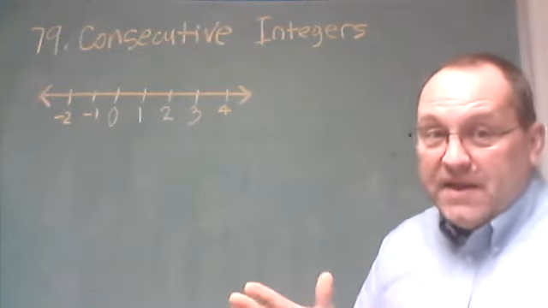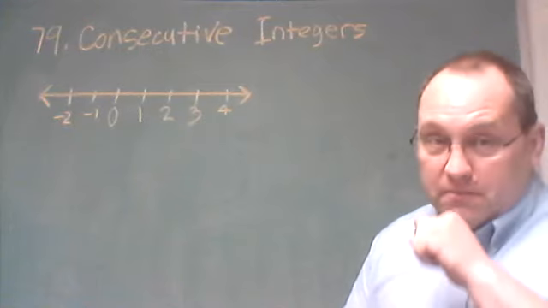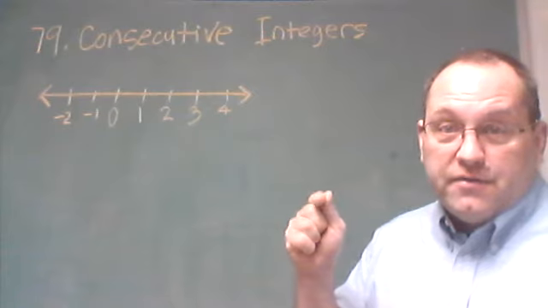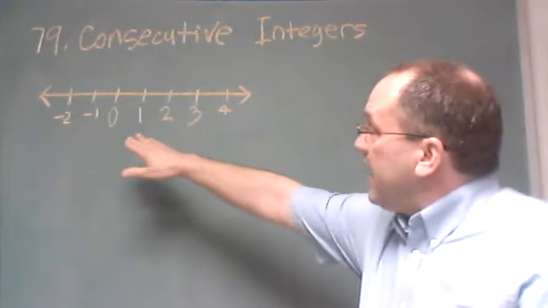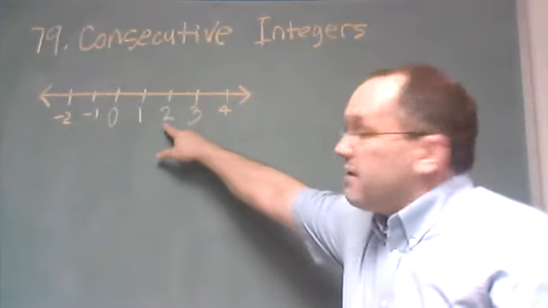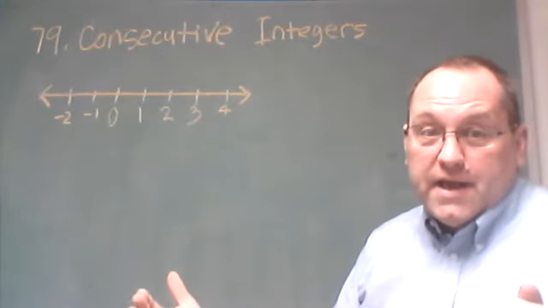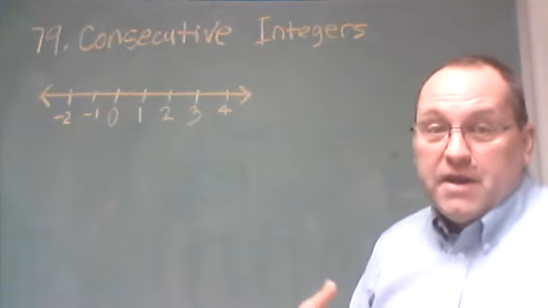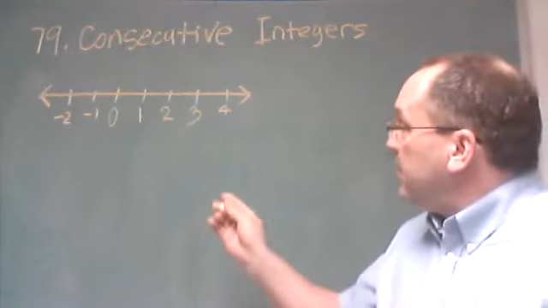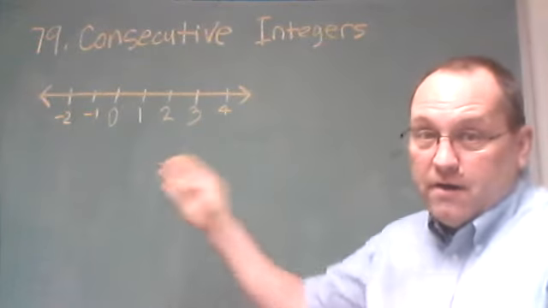So basically, it's a word problem, and the answer to it is going to be 3 consecutive integers. And of course, if we look at our number line, consecutive integers are numbers that are right next to each other. So we're going to be solving for a group of consecutive integers. It might be 3, might be 4, might be 5 in a row. We don't know. The problem is that right now, we don't know where they are on the number line.